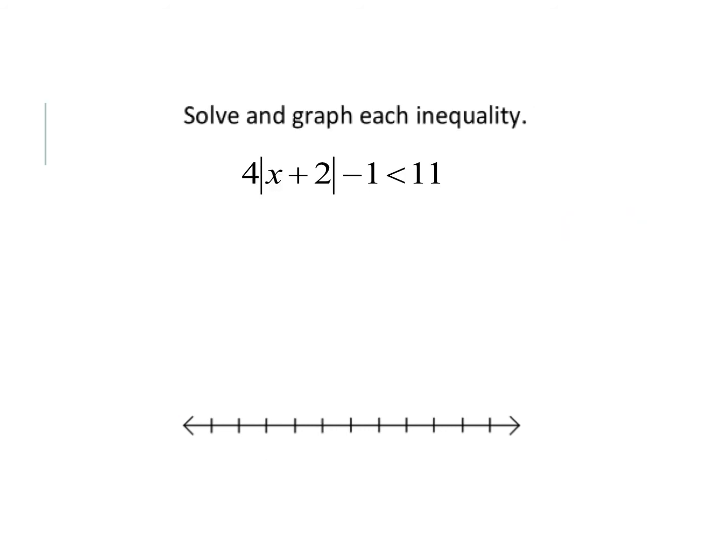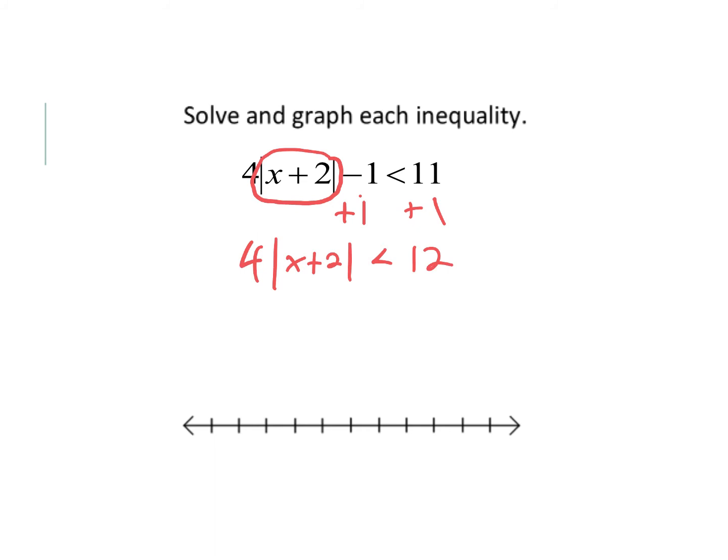Let's take a look at one more before I have you guys try one on your own. So here we have 4 times the absolute value of x plus 2, and then we have the -1 less than 11. So if you look back on our steps, the first step was to isolate that absolute value by itself. Well, the first thing I'm going to have to do is get rid of that -1. So to get rid of it, let's add 1 to both sides. So on the left side, we still have 4 times the absolute value of x plus 2, and then on the right side, what we're left with is 12.